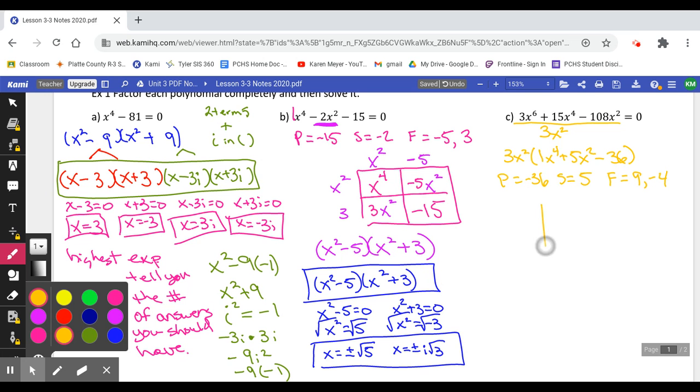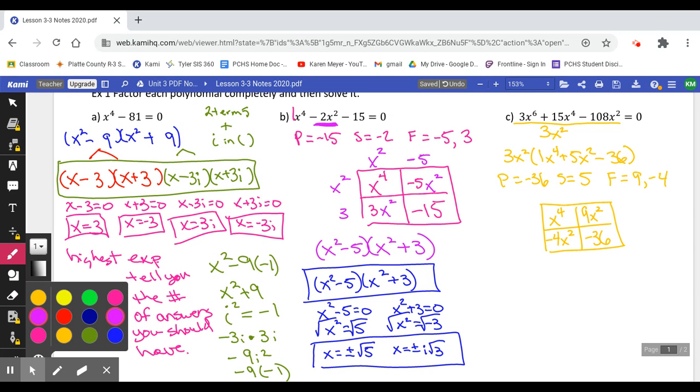So I'm going to make my little box. So first term is x to the 4th. Last term is negative 36. Then remember, when you put your factors in, you have to put an x squared with each factor. So 9x squared and negative 4x squared.